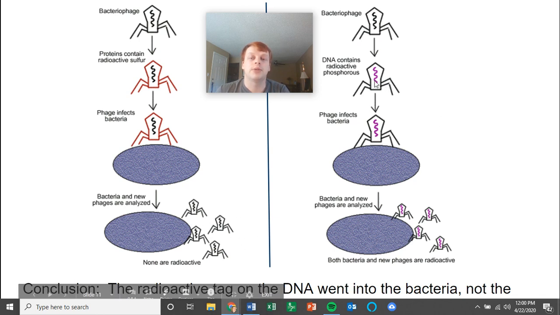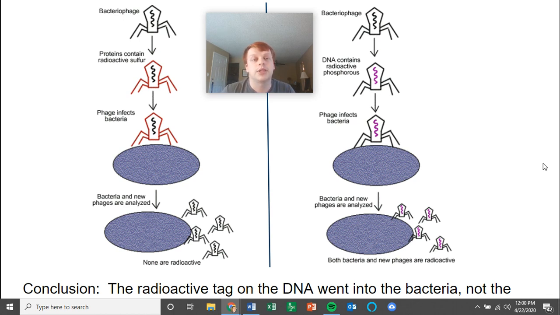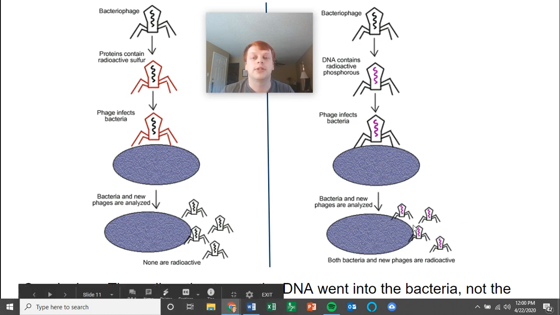But when they replicated that experiment using the DNA with the radioactive material, and they had the phage infect the bacterium, both the bacteria and the new phages that got produced were radioactive. What this means is that the tag on the DNA went into the bacteria, but the tag on the protein did not. So that genetic information that helps with replication is proven to be located then in the DNA.